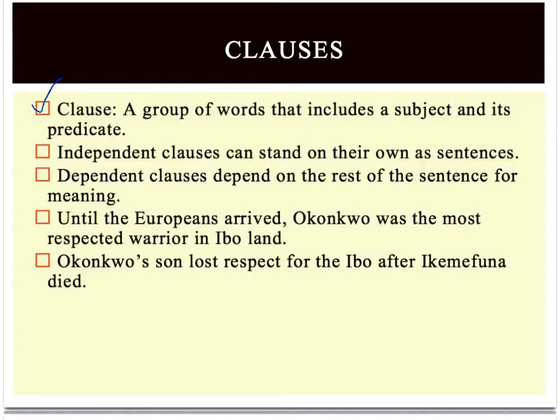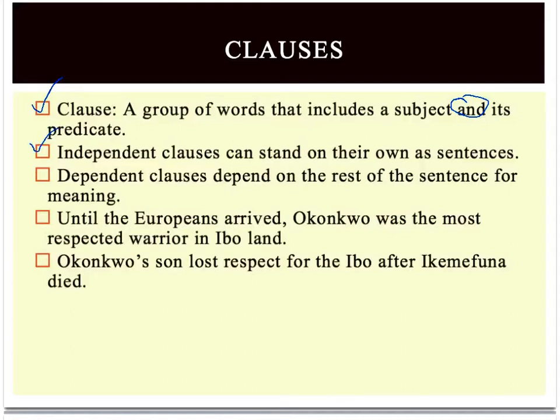So they're kind of like phrases in that it's a bunch of words working together within a sentence. The thing that makes a clause different is that it includes a subject and a predicate. If a phrase had a subject and its predicate, it's not a phrase, it's a clause. Now there's really only two kinds of clauses. You've got your independent clauses and your dependent clauses.